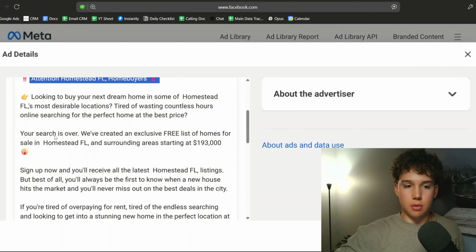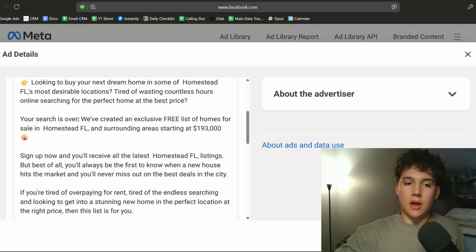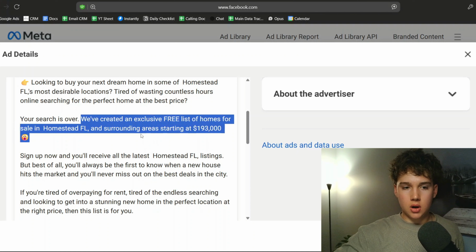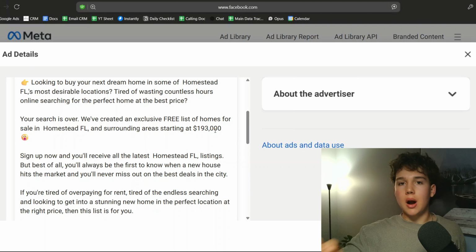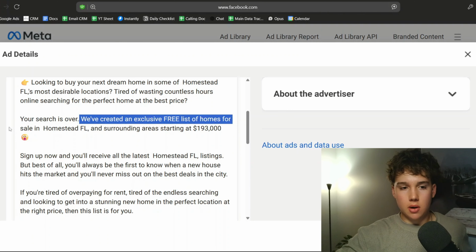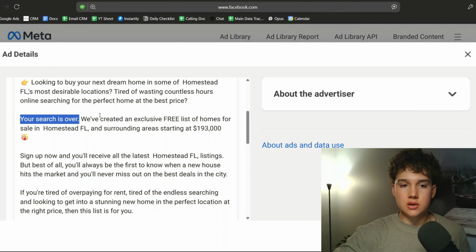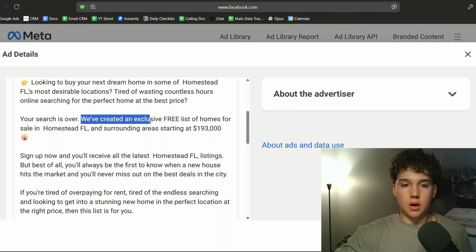So the next part, "your search is over." Okay, that's interesting. I'm going to read the next line. "We've created an exclusive free list of homes for sale in Homestead, Florida and surrounding areas starting at $193,000." So here's where the problem kind of starts. First of all, this line right here, no hate on this sentence. Good so far, an exclusive free list of homes for sale.